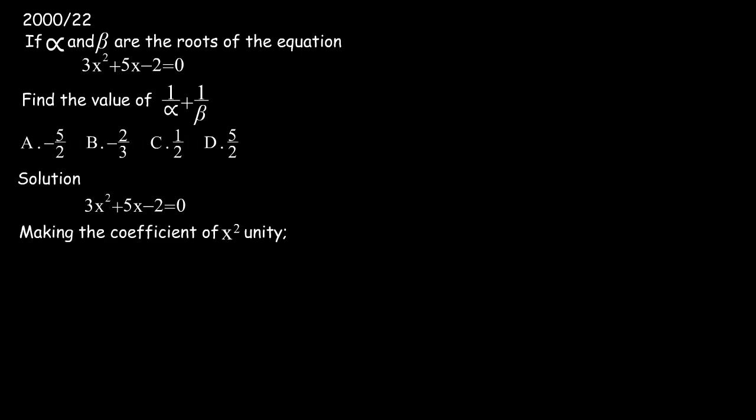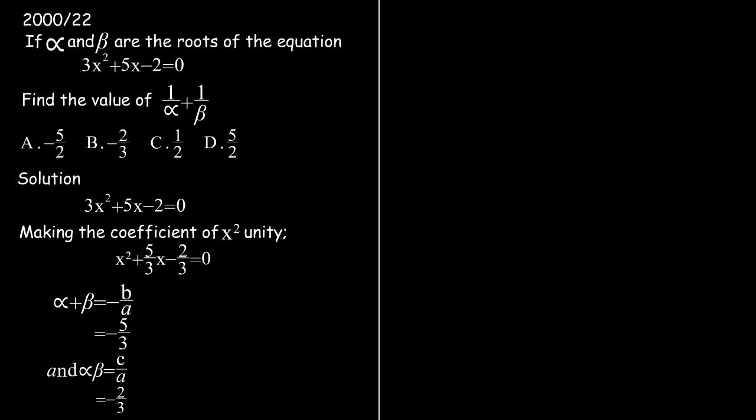Now, making the coefficient of s squared unity, we divide through by 3, and when we do that, it becomes s squared plus 5 over 3 s minus 2 over 3 is equal to 0. Now recall from our identity, alpha plus beta is equal to minus b over a, which will therefore be equal to minus 5 over 3, and alpha beta is equal to c over a, which will be equal to minus 2 over 3 by comparison.